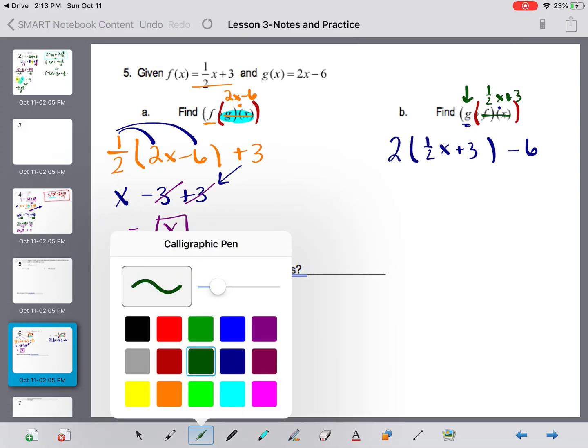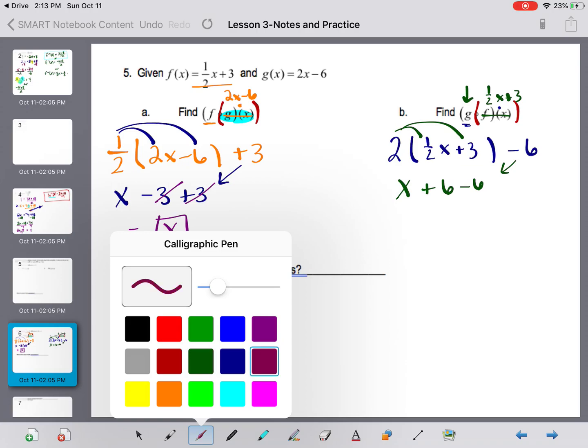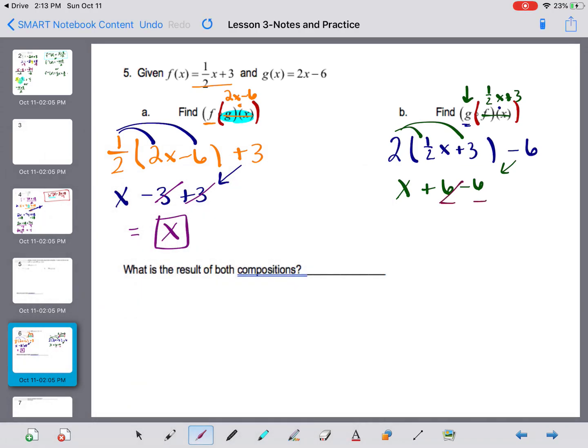Simplify it down. So I'm going to distribute the 2. 2 times 1/2 x is x. 2 times 3 is 6. Bring down that negative 6. When we combine my like terms, they cancel, and I'm just left with x. So the result of both compositions was x.